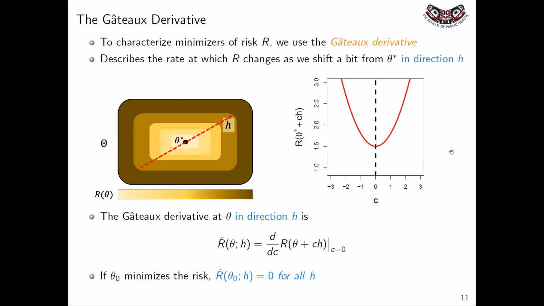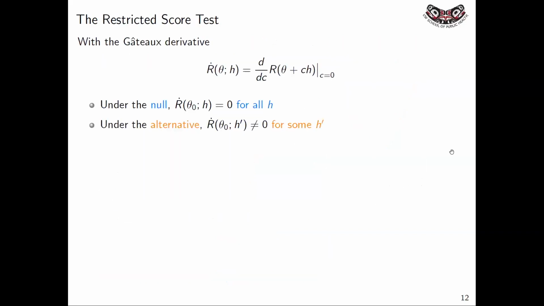On the other hand, if it's non-zero for some functions, then that derivative is not 0. So the problem becomes looking at the value of R dot theta naught h for the null value theta naught to see if that is 0 or not. If it's 0 for all h, then we don't reject the null hypothesis. If it's non-zero for some h's, or I've written them as h prime, then we reject the null hypothesis. That's really the recipe of the test.